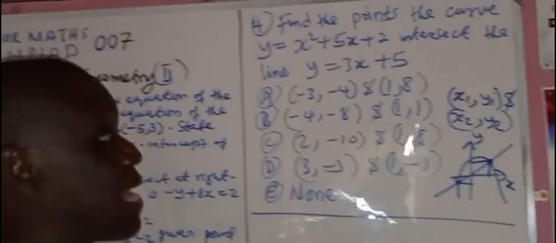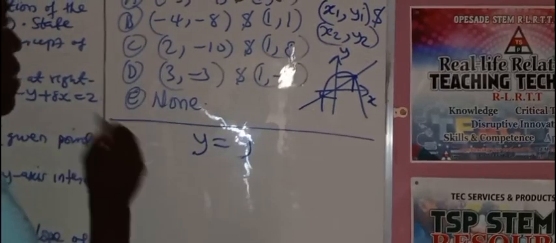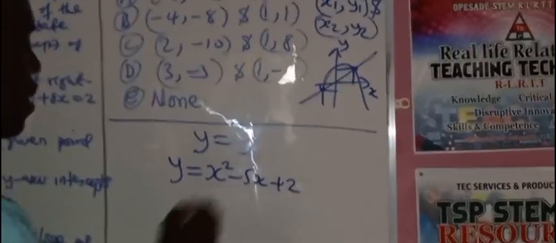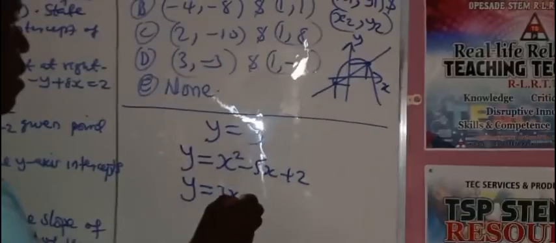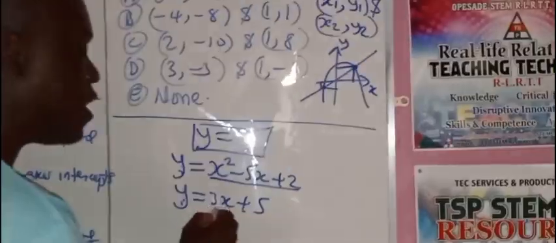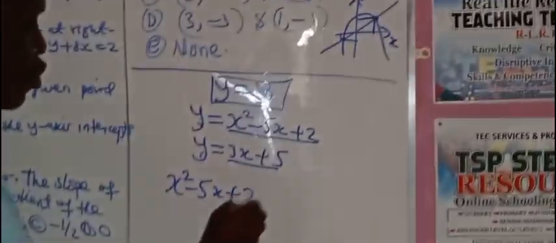A curve and a line can only intersect at the point where y equals y. Y from the curve equals y from the line. If you look at this, the first one says y equals x squared plus 5x plus 2. That is the curve. The y for the line is 3x plus 5. Now they intersect at the point where this is equal to this. So that means x squared plus 5x plus 2 must be equal to 3x plus 5.